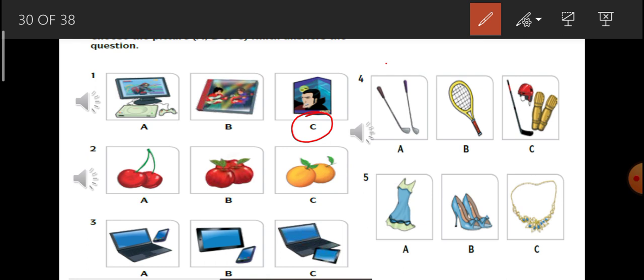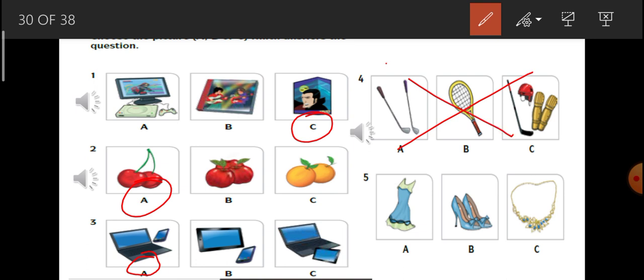Question 2, which fruit was mentioned? A, B, or C? It was A, cherries, right? Okay, 3, the devices. Which devices? A, B, or C? It would be A, right? A. Okay, skip 4 because we don't have this one.